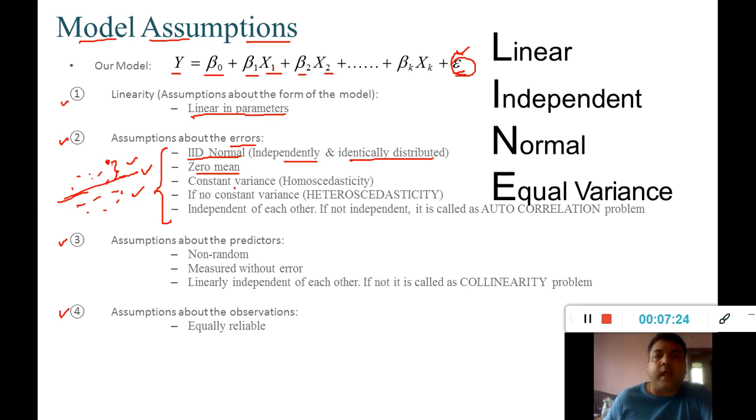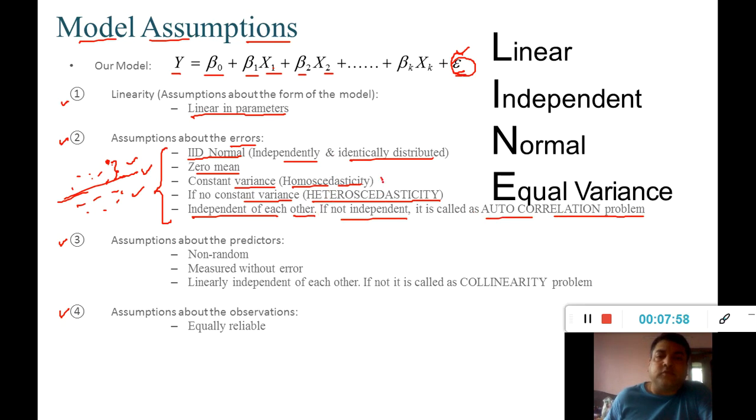Then my errors should have constant variance, which means homoscedasticity. If there is no constant variance for my errors, then it is called heteroscedasticity. And all these are your interview questions, so these terminologies are very, very important, right? My errors should be independent of each other. If they are not independent, then they have an autocorrelation problem. Autocorrelation is nothing but the correlation with itself, right?